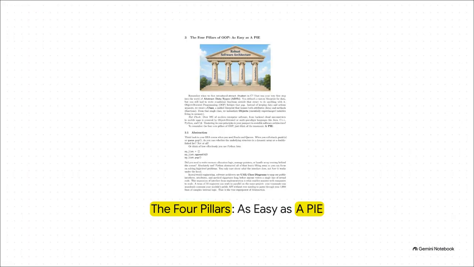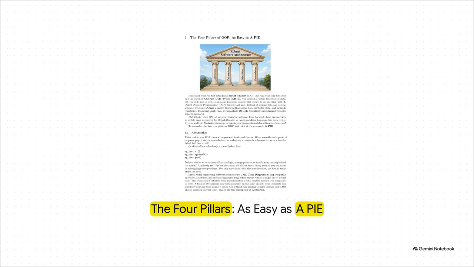Picture a classic Greek temple holding up our software architecture. It's supported by 4 massive pillars. And to remember these core pillars of OOP, just think of the phrase API: abstraction, polymorphism, inheritance, and encapsulation. Together, these pillars basically bridge the gap that those old abstract data types left behind.